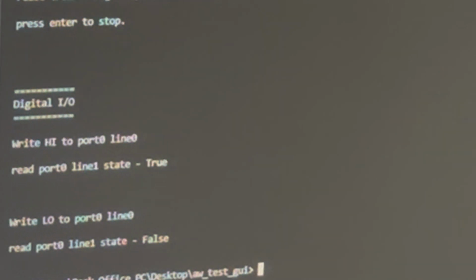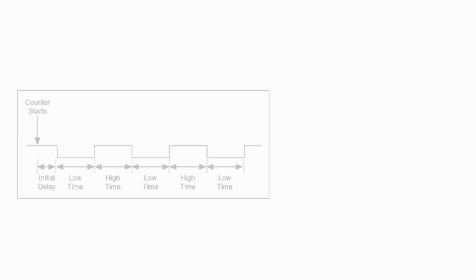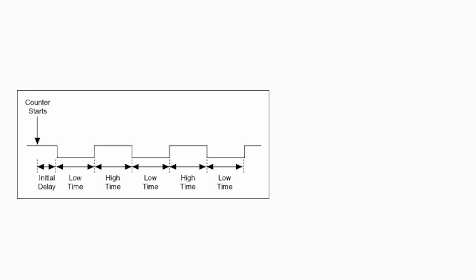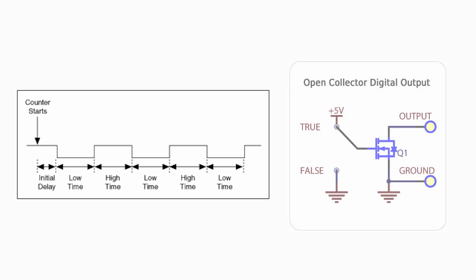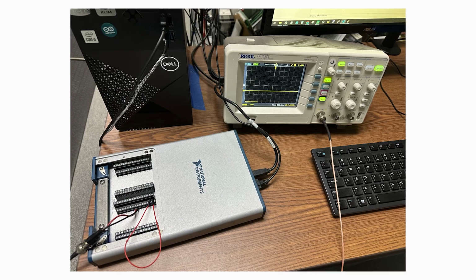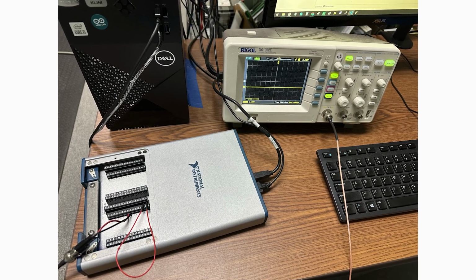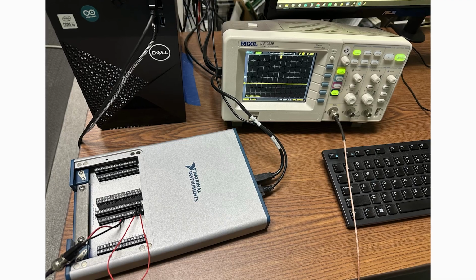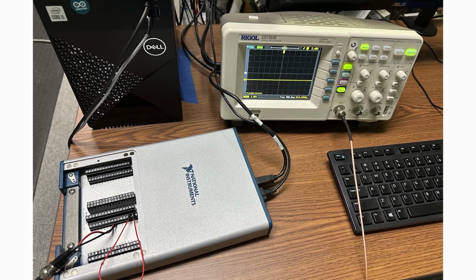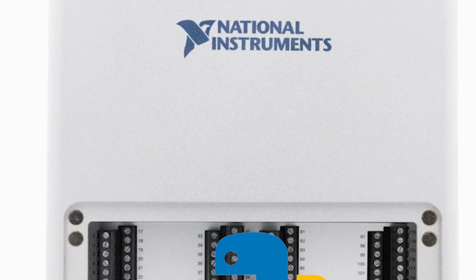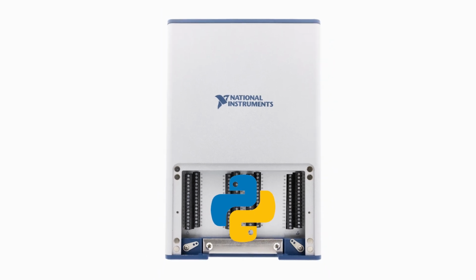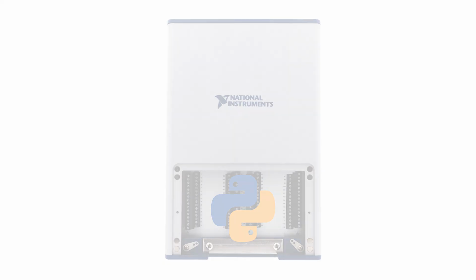And that's it! In just a few lines of code, we've created a pulse train, controlled a digital output, and verified a digital input, all using Python and NI hardware. This foundation is perfect for building more complex DAQ systems, automated tests, or real-time monitoring tools. This concludes our tech tutorial on using NI-DAQmx in Python with the USB-6353.